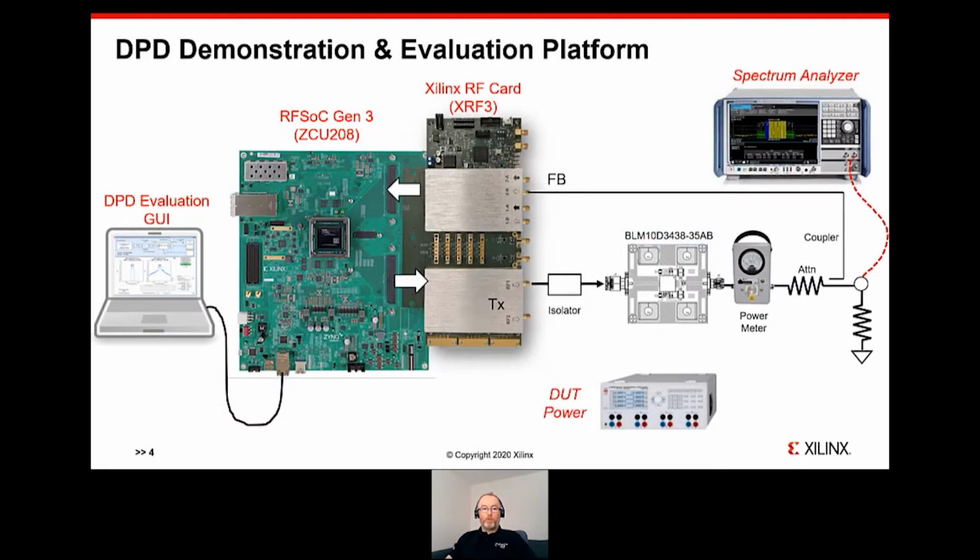The demonstration will use the setup as shown here. In a short while, I'll show you a video of the actual setup, but an overview here is it's based on the RFSoC Gen 3 family using our ZCU208 evaluation board, along with a Xilinx RF card we call XRF3. The wideband LDMOS power amplifier from Amplion is connected to the lineup as shown. And we also use a PC-based GUI in order to control the setup. And a spectrum analyzer or signal analyzer will also be used to show the performance of the DPD.